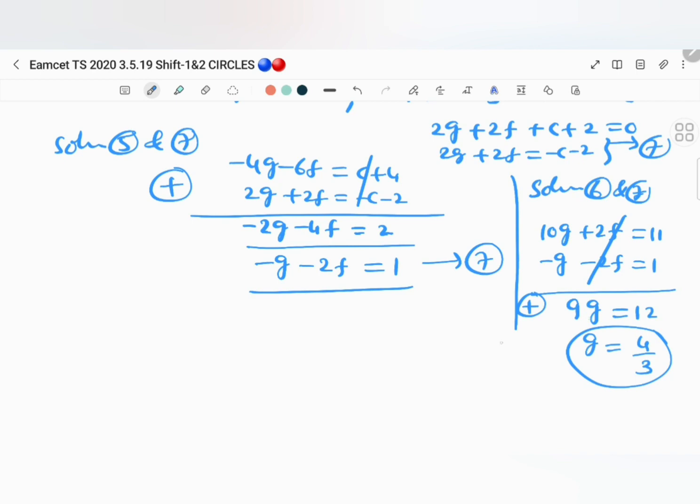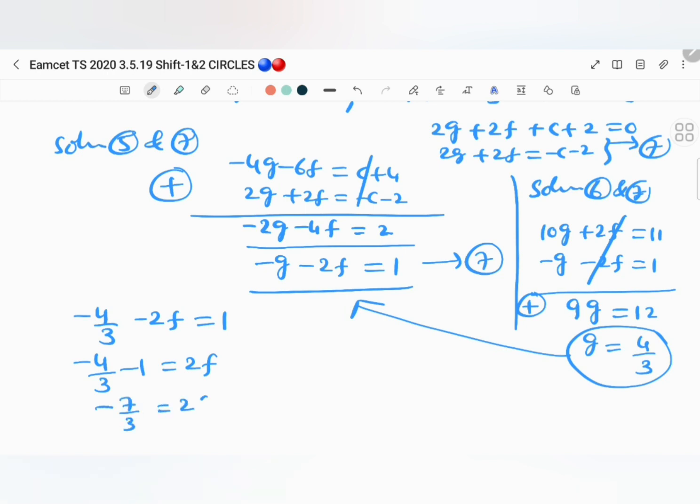So, z value 4 by 3, substitute in this equation. Minus 4 by 3 minus 2f equal to 1. Minus 4 by 3 minus 1 is equal to 2f. So, minus 7 by 3 is equal to 2f. That implies f is equal to minus 7 by 6.